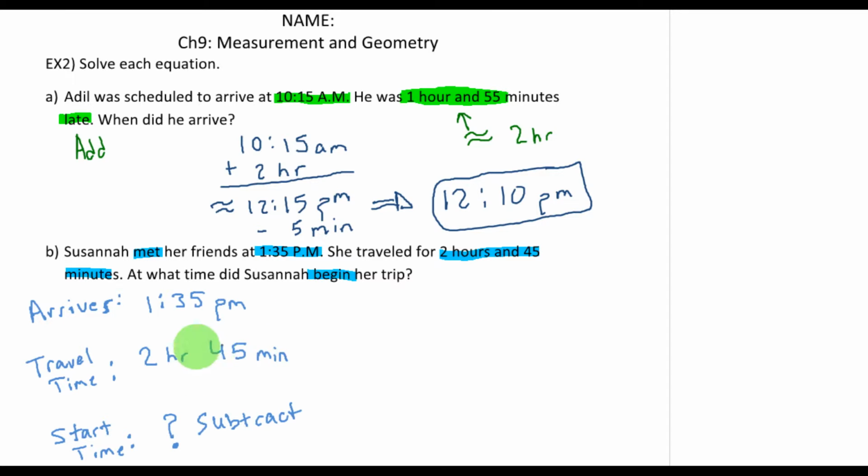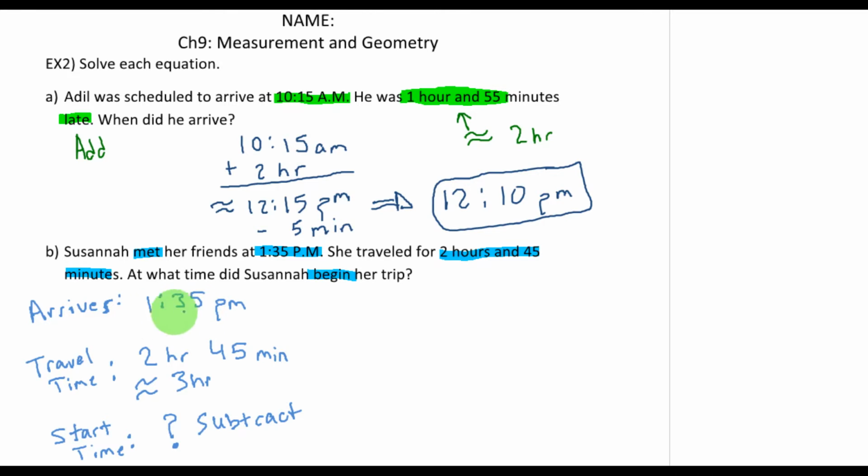So rather than taking 2 hours 45 minutes away from 1:35 p.m., you could do that and purely find out the value. Let's just round for now. We're going to round 2 hours 45 minutes to 3 hours. It's close to 3 hours. And we know we're off by 15 minutes. So remember that at the end. We've got to get that 15 minutes out of 3 hours.